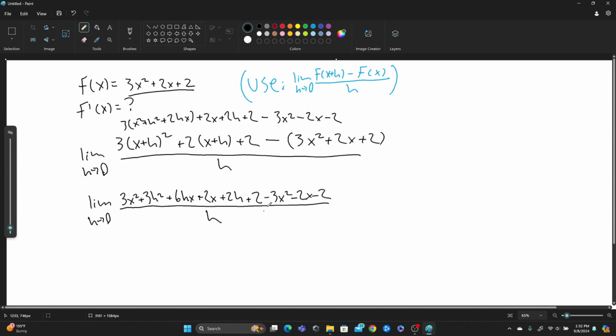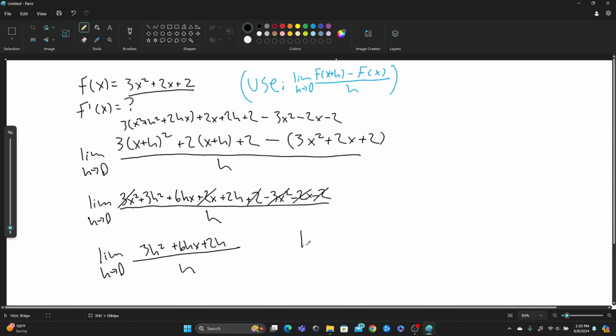And now let's look for what we can cancel. So I see we have a positive 3x squared and a negative 3x squared, so those two cancel out, those become 0. And I also see that we have a positive 2 and a negative 2, so we can cancel those. And then we have a positive 2x and a negative 2x, so we can cancel those. And then nothing else on the top can be canceled. So we're going to rewrite it now that we've canceled out some of the terms. And we're going to have 3h squared plus 6hx plus 2h all over h.